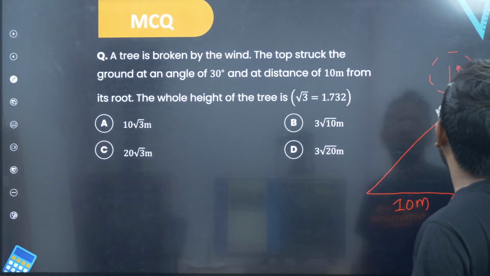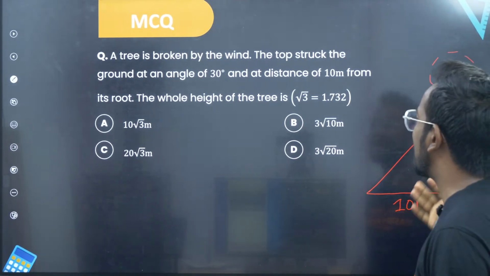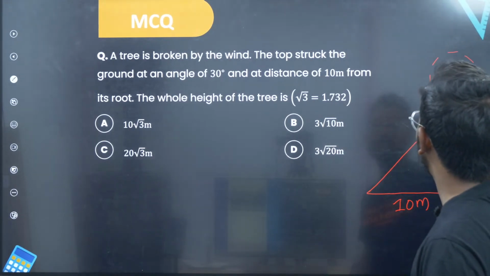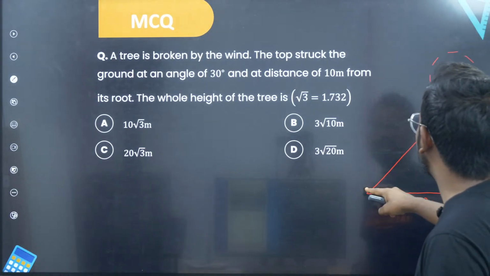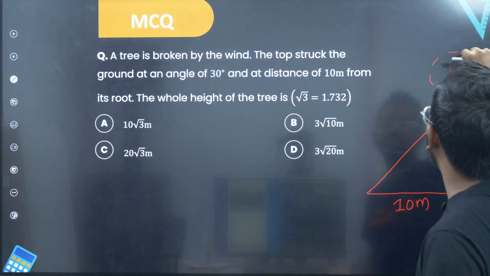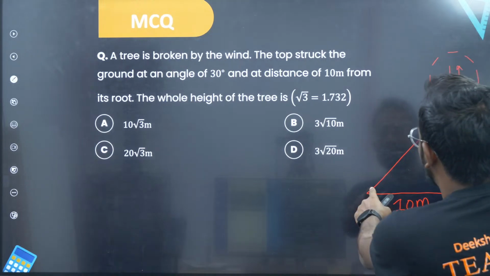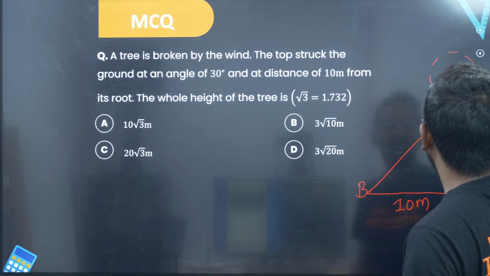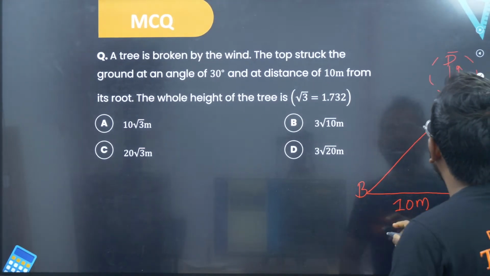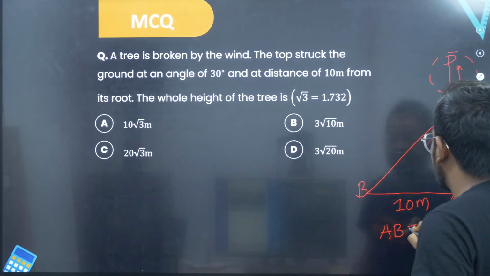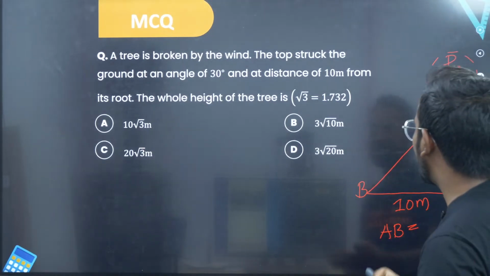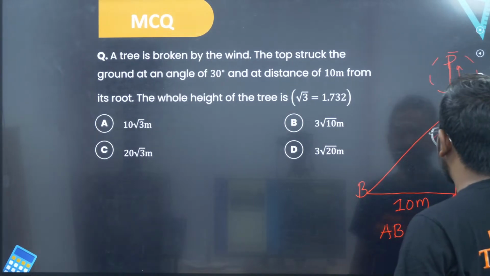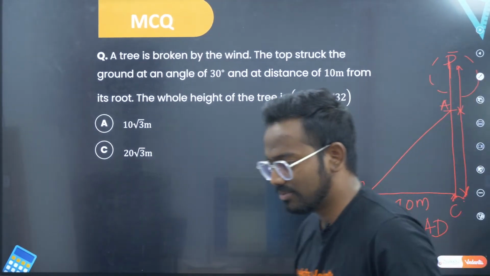They've asked what is the whole height of the tree. They've given what root 3 is also. Your job is to find this distance plus this distance. If you can find the hypotenuse, this hypotenuse is nothing but this distance. If I take this as A, this as C, and this as D, then AB, whatever the hypotenuse, is the tree that has fallen. If you put it back, then this distance will be AD. Try to remember this. So in this case, what will you do?